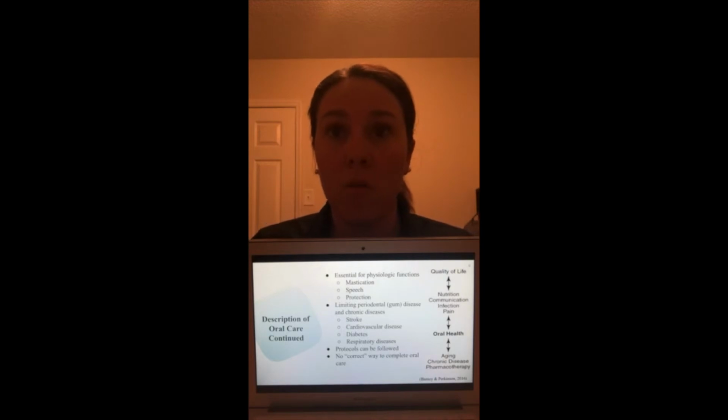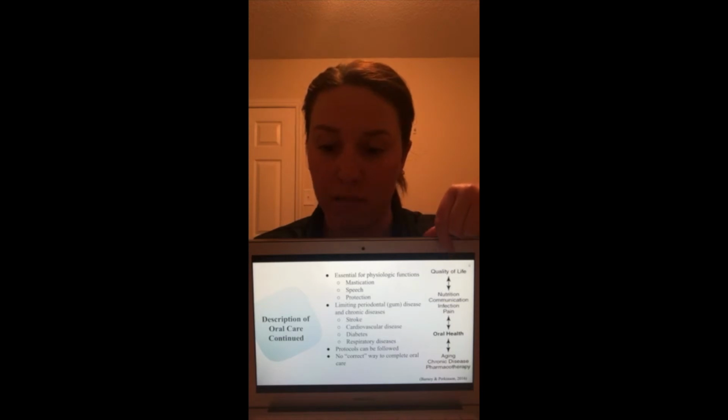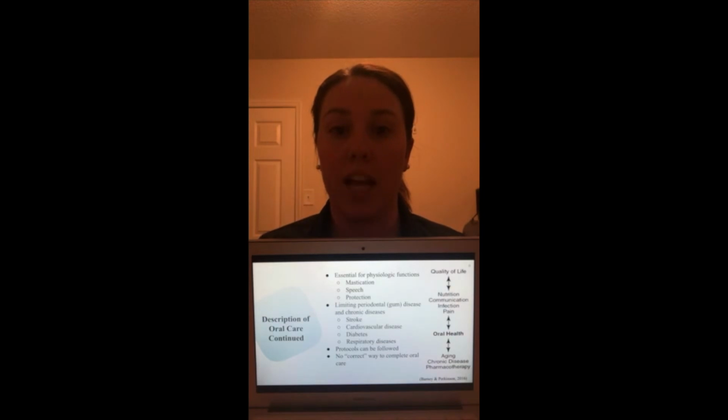Protocols can be followed with oral care. I'm sure that the dentist implements some. We found some research that has a lot to do with protocols. Although it wasn't finished research, there is a lot of research out there that can be done with them. And then over here we have this quality of life picture. It just shows a continuum between quality of life and the aging process and chronic disease, and how oral health and care does play a huge part of this quality of life.